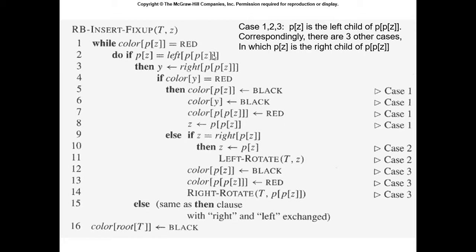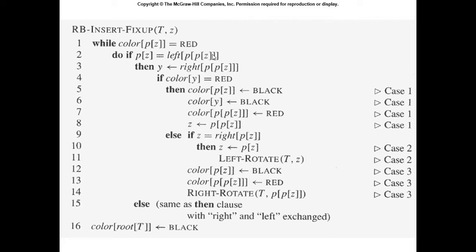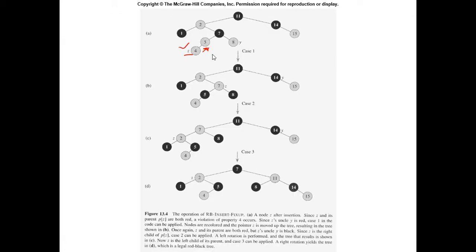We are seeing one part of the same. The similar symmetric part you will find when the parent of z is at the right of its grandparent, the other parent, right? Then again you will find three cases.